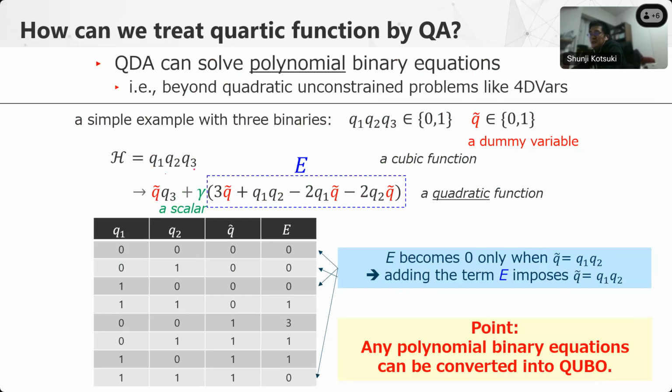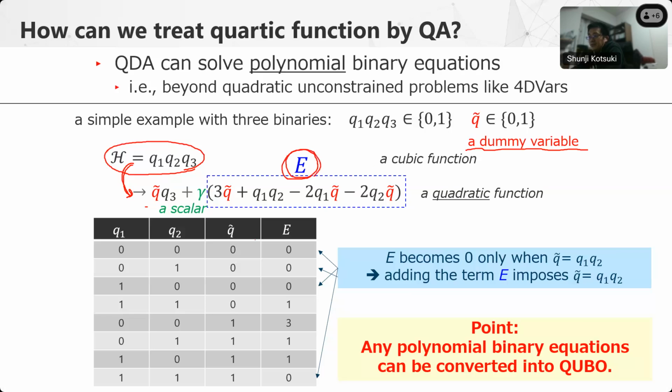Suppose we would like to minimize this Hamiltonian, having Q1, Q2, and Q3. So this is a cubic function. But there is a very famous trick to reformulate this Hamiltonian to be this, with an additional dummy variable. With this additional dummy variable, we can reformulate this cost function in this form, with Q tilde and Q3, and an additional term, let's say this is E.